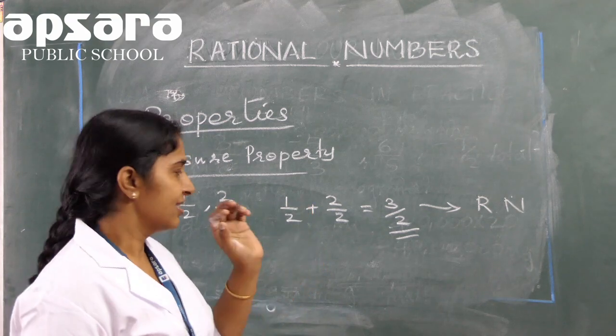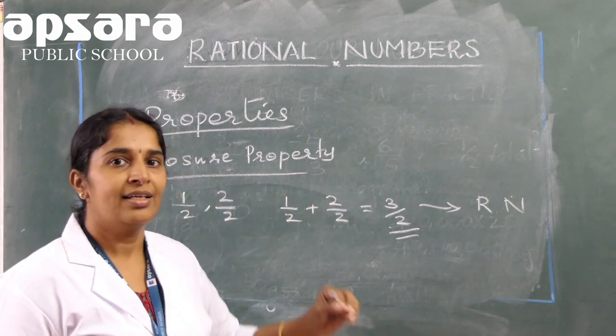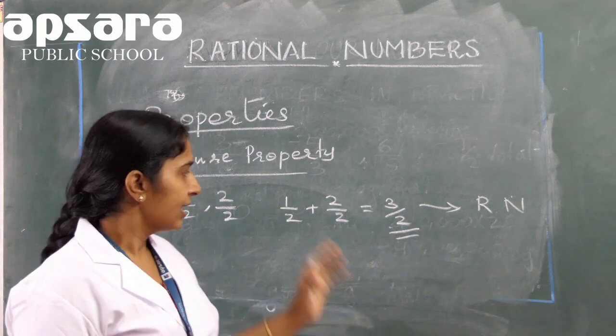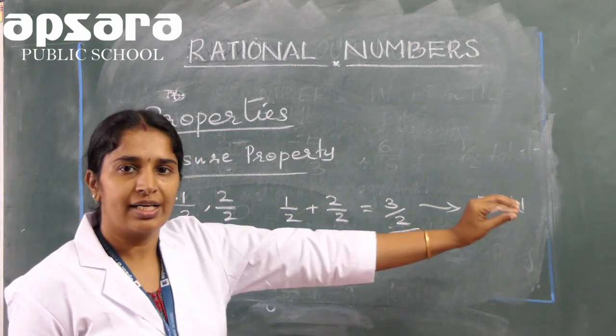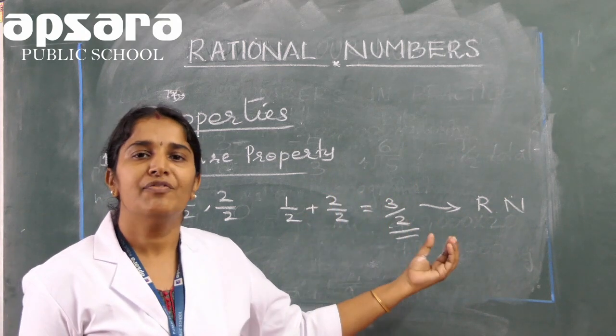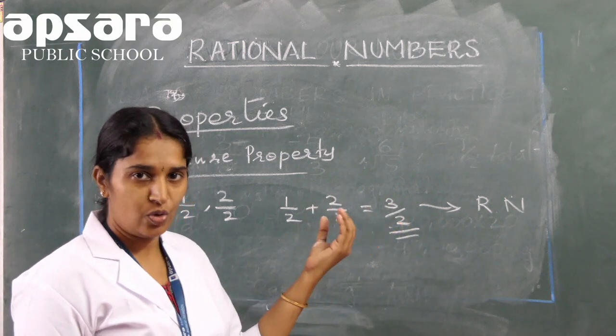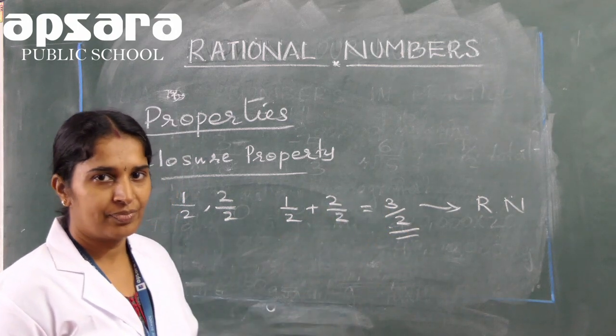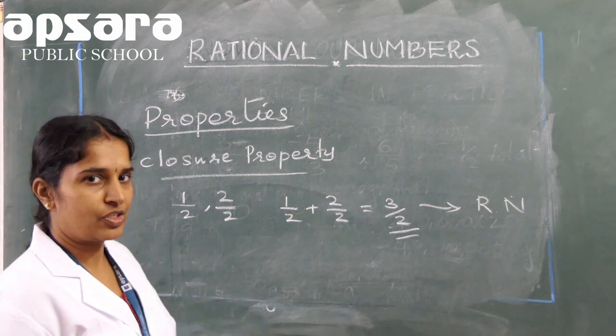So you will say that rational numbers are closed under addition. When you add two rational numbers, always the sum will be a rational number. So, rational numbers are closed under addition. We will go for the subtraction.